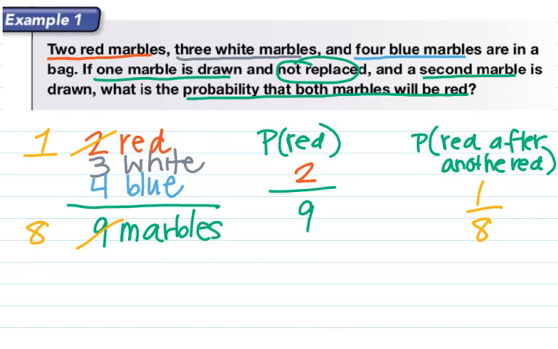And now, just like we do with our other probability, we multiply these two together. 2/9 multiplied by 1/8. And I can cross cancel these out, right? My 2 and my 8, that becomes a 1. This becomes a 4. So I have 1/36. So my probability that both marbles will be red, that I'll pull a red and then a red again, is 1/36.